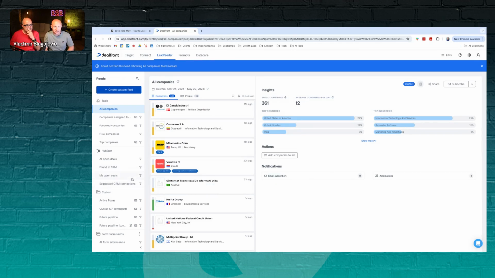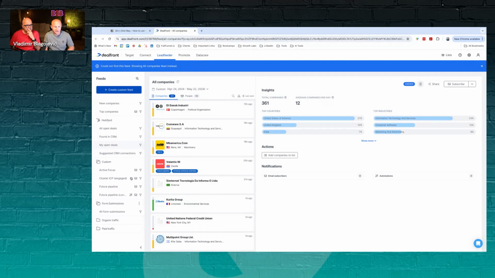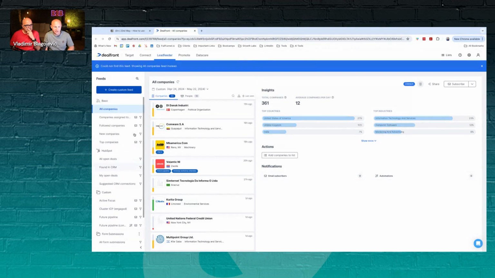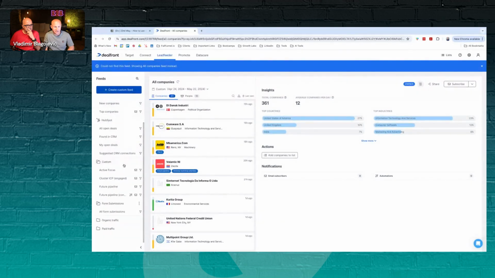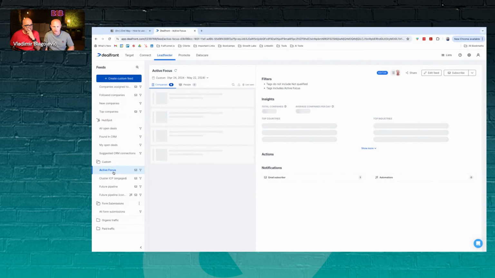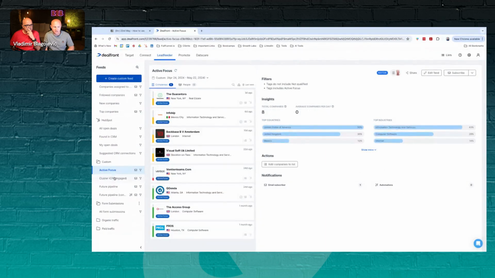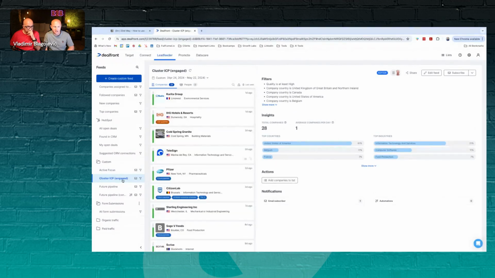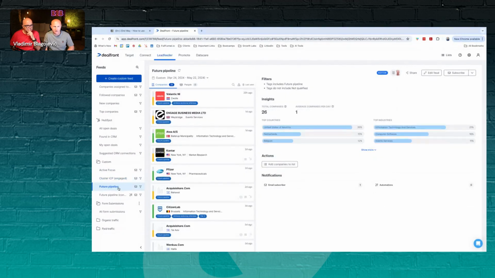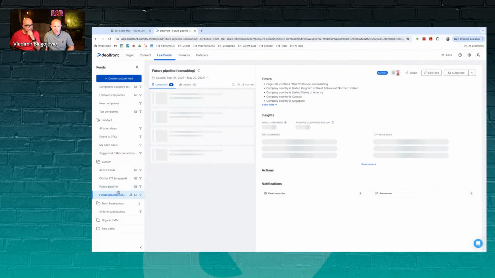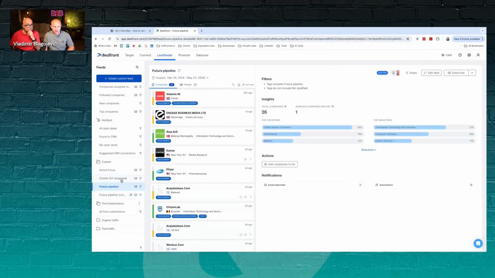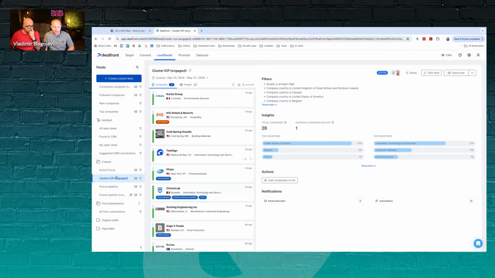So in Dealfront, you can see what they call custom feeds, right? We created a few custom feeds, so you can see active focus, the list that we just discussed. Then we have cluster ICP engaged. Then we have future pipeline, and we have future pipeline consultant, for example. So this is basically the concept. And in a second, we are going to describe how that works.